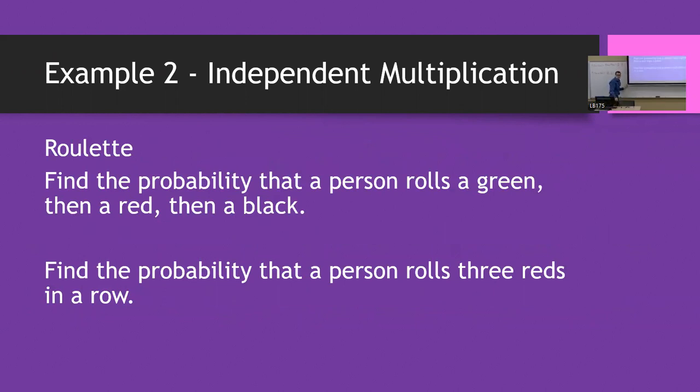I want you to try this page on your own. Find the probability that a person rolls a green, then a red, then a black. So a green number on the first roll, then a red number on the second roll, then a black number on the third roll. And then what's the probability that a person rolls 3 reds in a row?